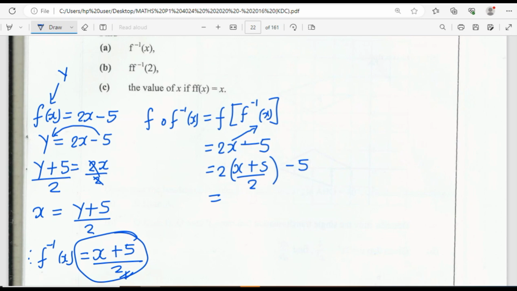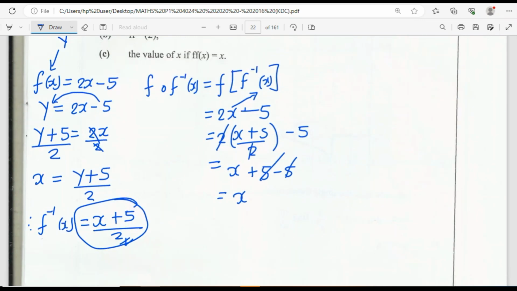So we can cancel this, which is x plus 5 minus 5. So x, this will cancel, giving us x. So this is the expression, but the final answer now will be -2. So where there is x, we just put -2. Then the value of x, if f of x is equal to x.